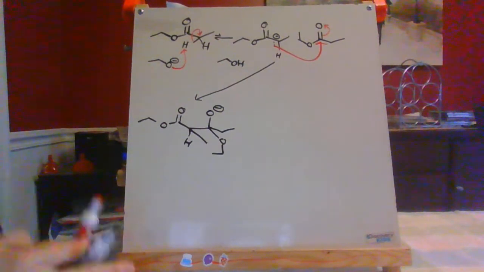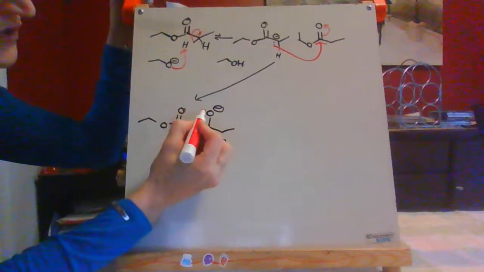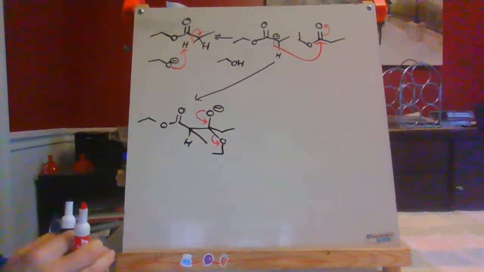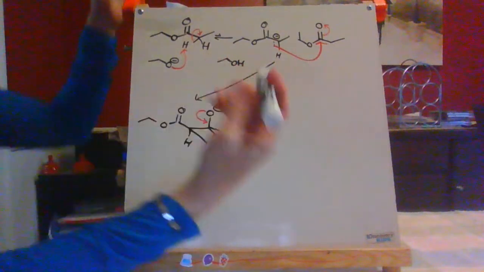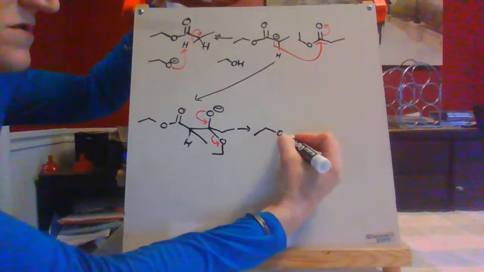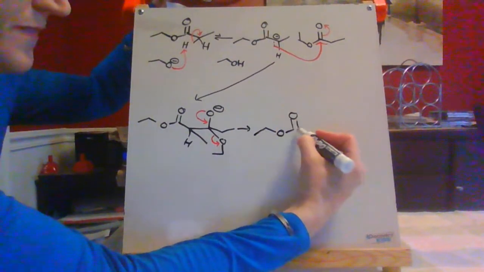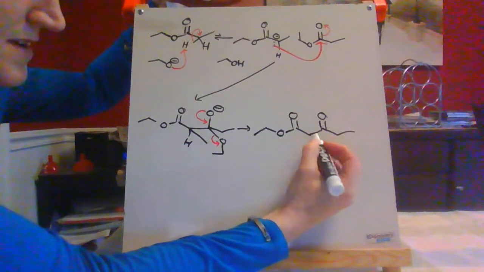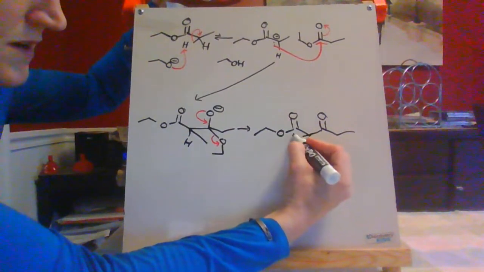Now the O minus is going to push back in to reform the strong carbonyl and kick out the O-ethyl as a leaving group. All of these steps are reversible. Just keep going with a forward arrow. What this does is it generates what looks like the final product of the Claisen.